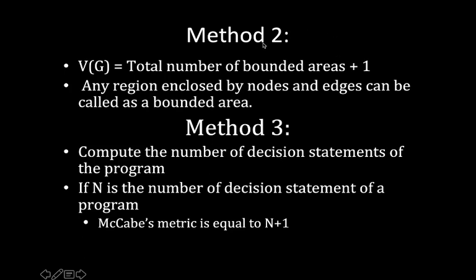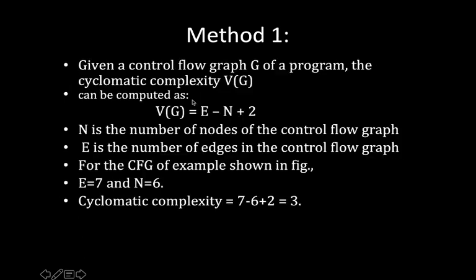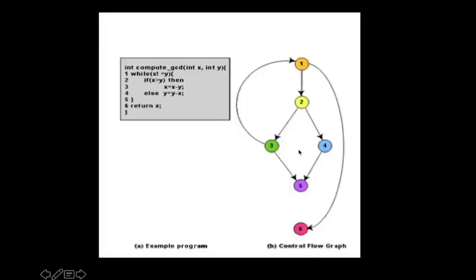Then method 2 is there. He has designed 3 different methods to find the linearly independent paths or cyclomatic complexity. V of G equals the total number of bounded areas plus 1. A bounded area means any region enclosed by nodes and edges. If we check this, we have 2 bounded areas. This is one bounded area, and the second bounded area is from 5 to 1. It is a closed region, this is the second.